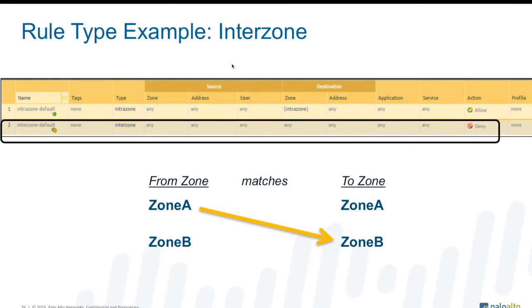So interzone only covers traffic between different zones. This rule only will cover traffic from zone A to zone B, and from zone B to zone A.